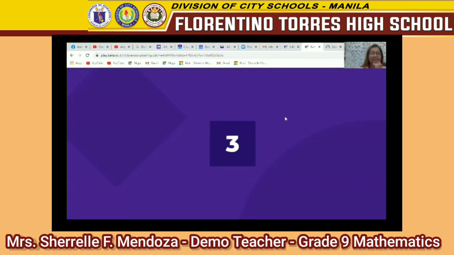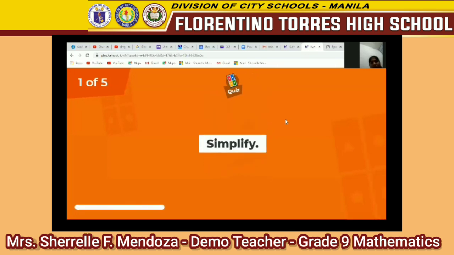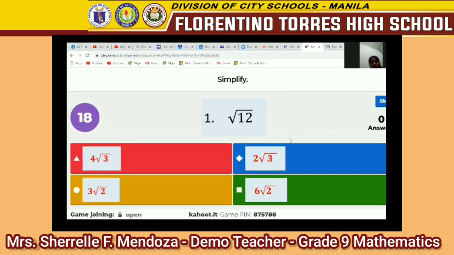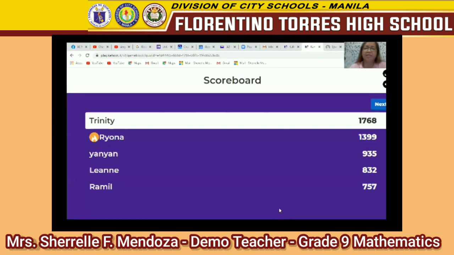Simplifying radicals. Okay, what is the simplest form for square root of 12? You have 20 seconds. Just click your answer. Let's see. Incorrect. Wow, very good, Riona.